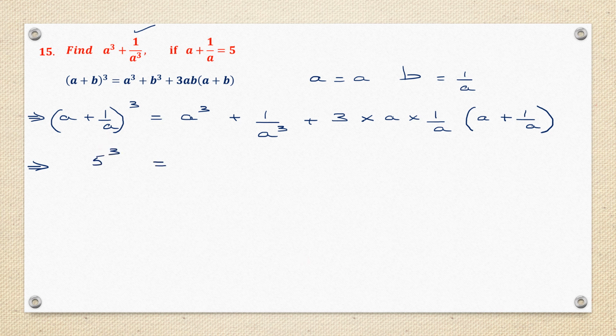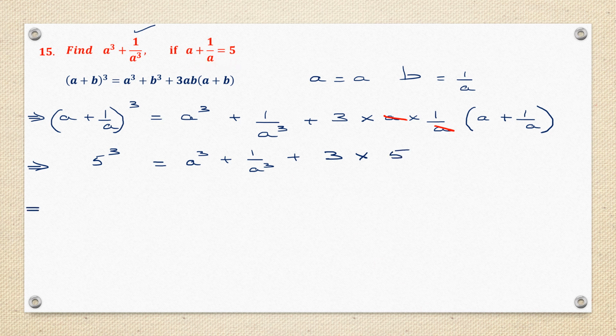This is equal to a cube plus 1 by a cube. This is what we've been asked to find. So this we will leave it as it is. So let's write a cube plus 1 by a cube. This remains the same, plus. Now let's look at this part here. 3 into a into 1 by a. So a and a will get cancelled. So here we have only 3 into, now in brackets we have a plus 1 by a. This is given to us in the question. A plus 1 by a is 5. So we can write 5 here.